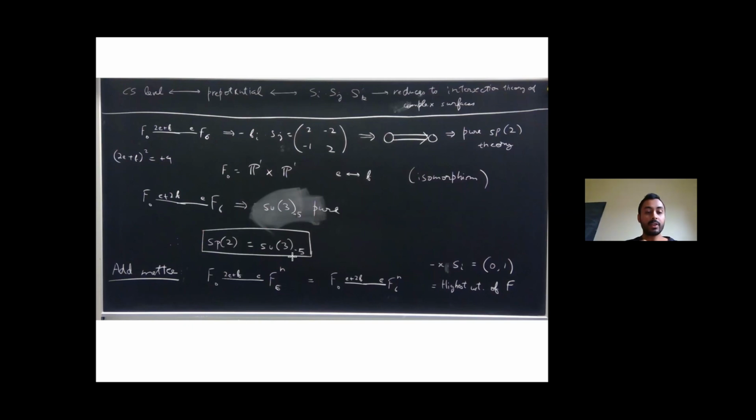For this, I need to tell you how to add matter to gauge theories. So far, we have only looked at pure gauge theories. Adding matter to these theories from the geometric point of view is very simple. You simply add some blow-ups on these surfaces.